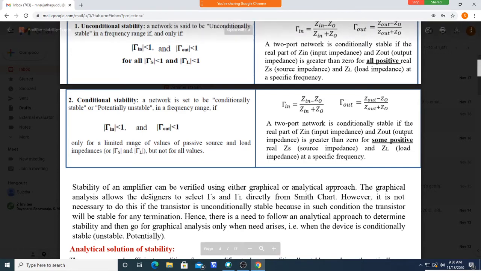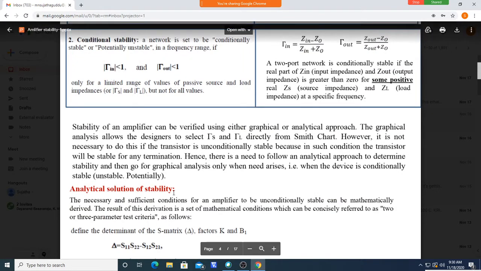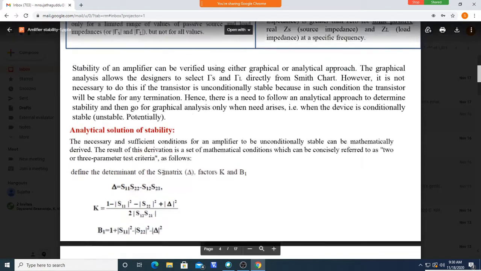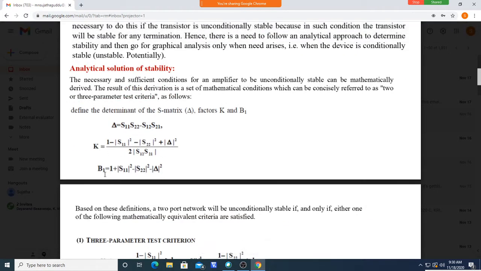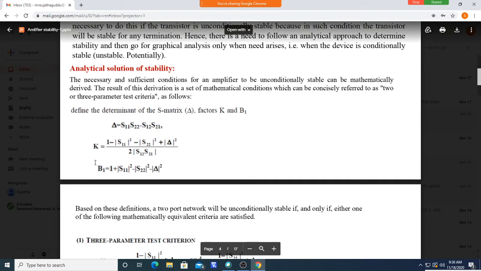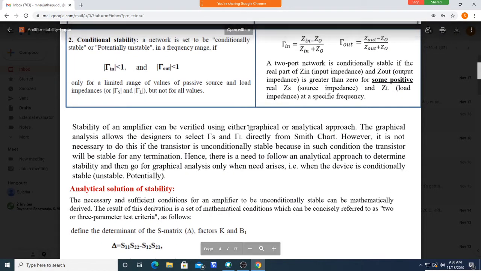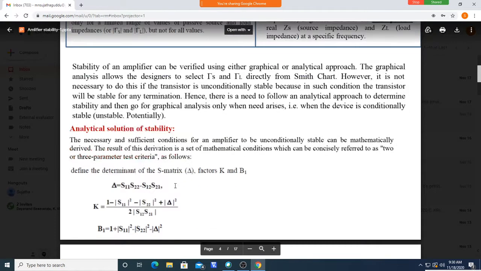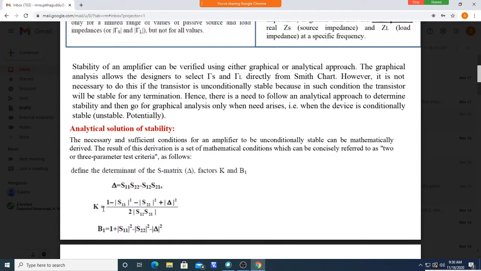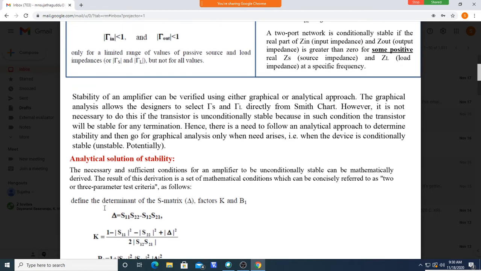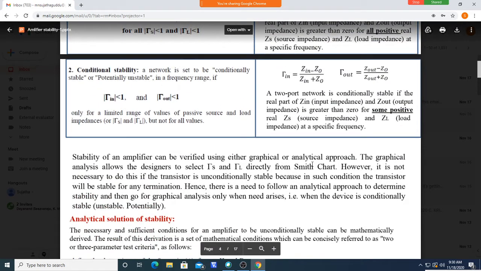First you do the analytical approach. Analytical solution means finding this delta and k. You check: is k greater than 1 and delta less than 1? If those two are satisfied, it is unconditionally stable. You need not go for a graphical solution. But if k is lesser than 1, that means conditional stability. Then what do you have to do? You should go for the graphical solution.